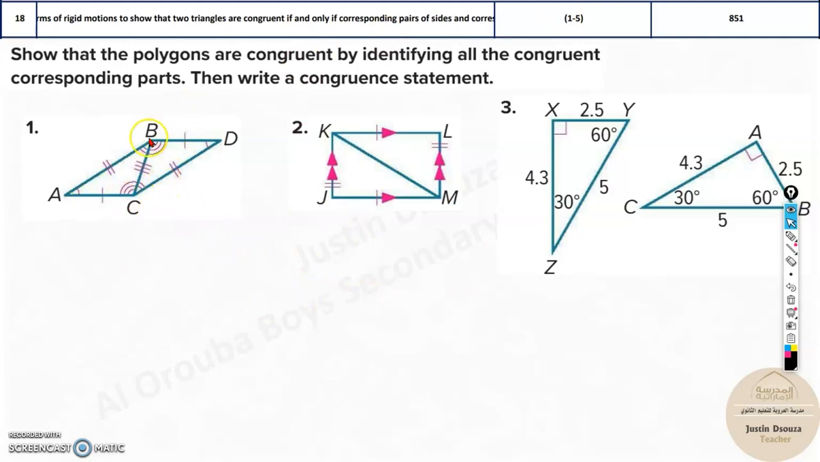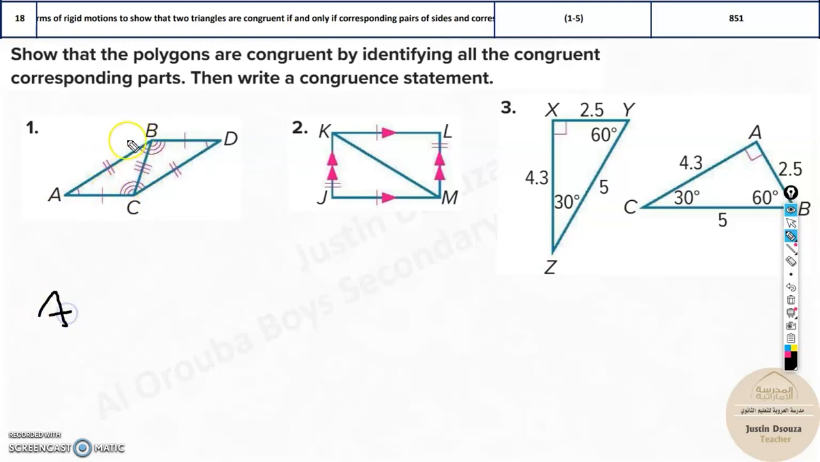Look over here, ABC, BCD. Look at these triangles. You can see these lines. If one line and one line, they would mean they're the same, they're equal. If it's two lines like this, this is equal. So now all we need to do is write the congruency statement. Now you can use any triangle as the reference. I will use this as the reference.